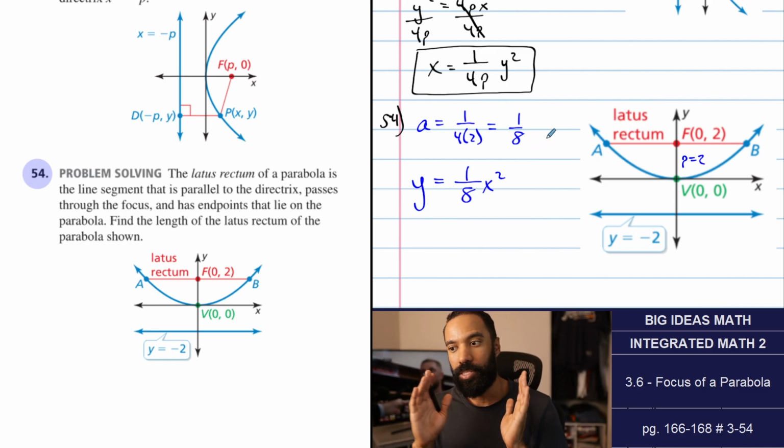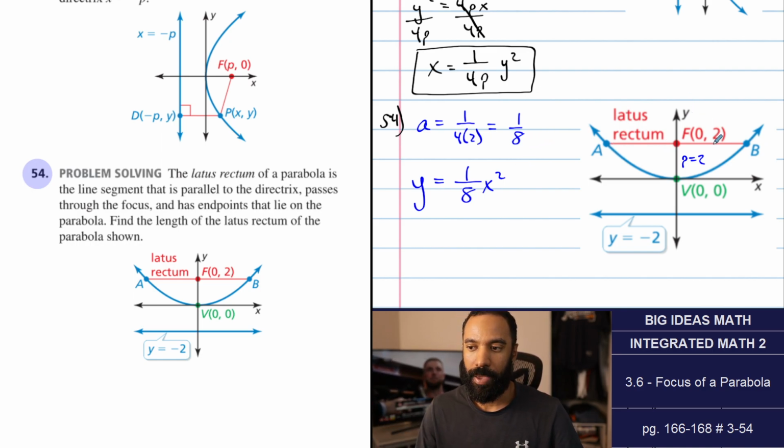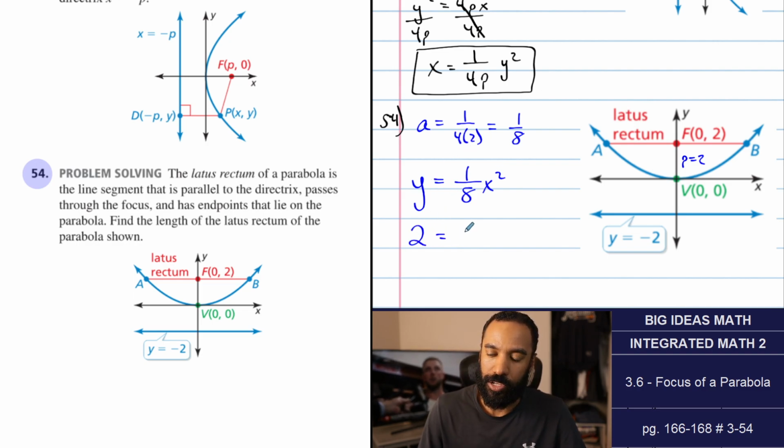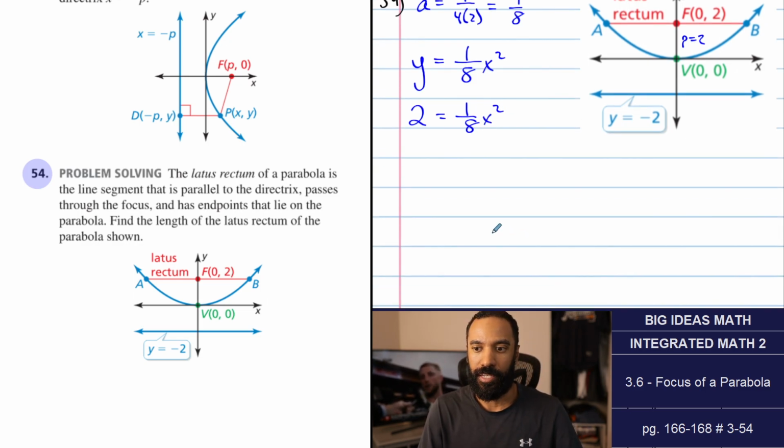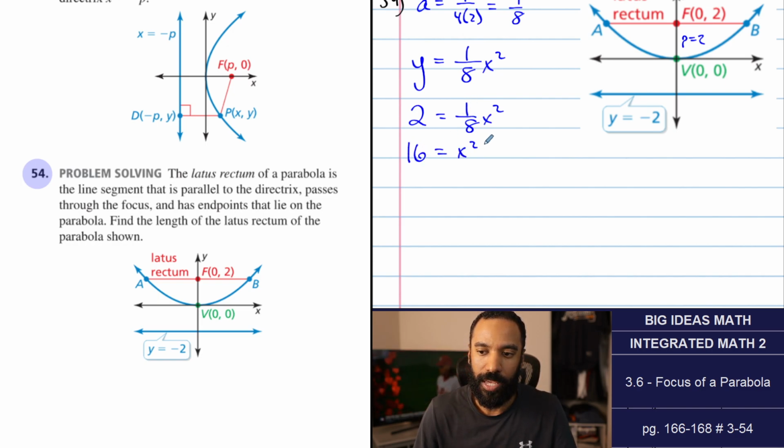Now, as far as the length goes, notice that because it's parallel to the directrix, it's a horizontal line, which means the two endpoints will be the same height, they have heights of 2. This is some x comma 2 and negative x comma 2. The y value is 2. I have to substitute 2 in this equation for y, and solve for my x values. If I multiply both sides by 8, I'll get 16 equals x squared. And if I take the square root of both sides, I get x equals positive or negative 4.